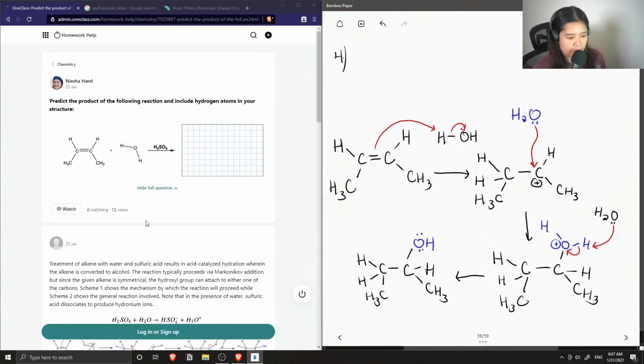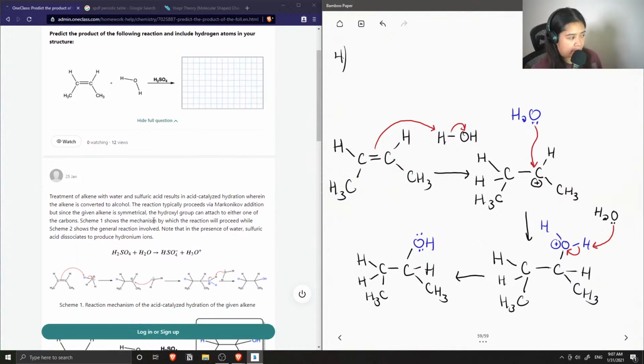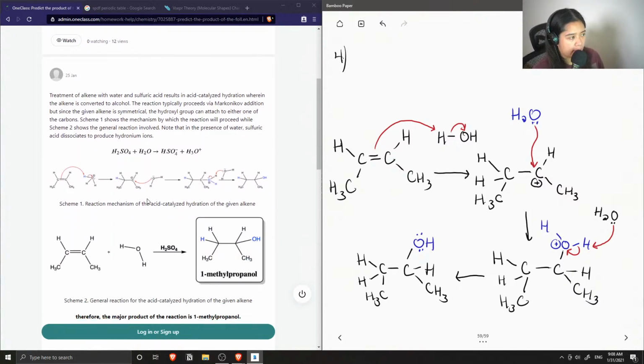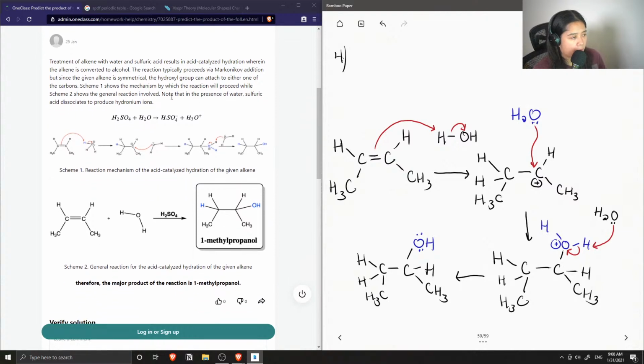Okay, so now let's see what the junior tutor said. The treatment of alkene with water and sulfuric acid results in an acid-catalyzed hydration wherein the alkene is converted to the alcohol. The reaction typically proceeds via Markovnikov addition, but since the given alkene is symmetrical, a hydroxyl group can attach to either one of the carbons. Scheme 1 shows the mechanism by which the reaction will proceed, while Scheme 2 shows the general reaction involved. Note that in the presence of water, sulfuric acid dissociates to protons to produce hydronium ions.